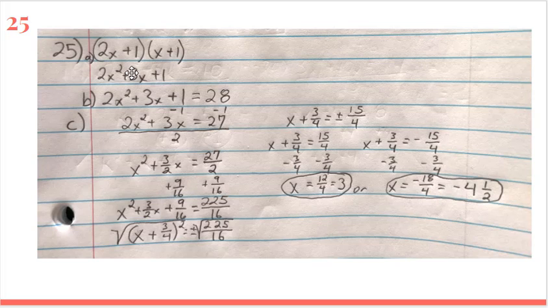For part A, they asked for an expression. There's no equal sign here. It's just an expression. We could have it equal A for area, but it would just be a variable. B, they tell us the area is 28.